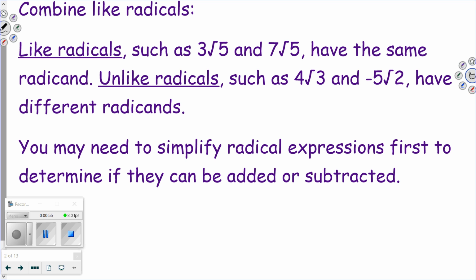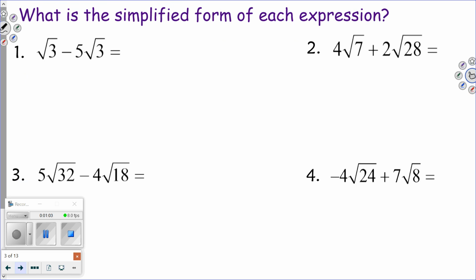So if I have a radical 8, we know radical 8 can simplify. If I do my factor tree on it, it can change that. So number 1, radical 3 minus 5 radical 3. What is that? It's not just 5. Negative 4 radical 3. There's a 1 here. What's 1 radical 3 minus 5 radical 3? That would be negative 4 radical 3.